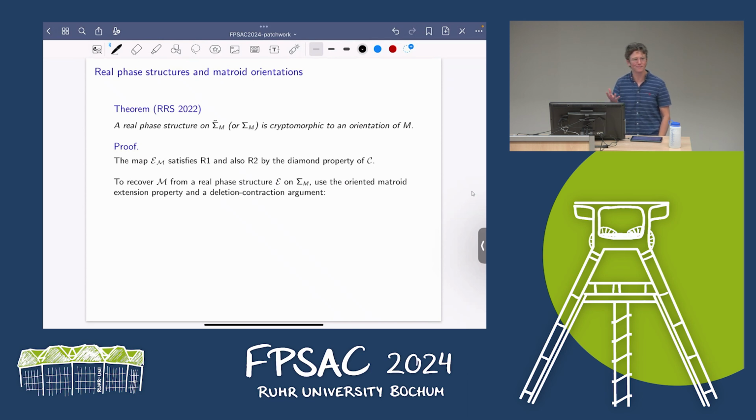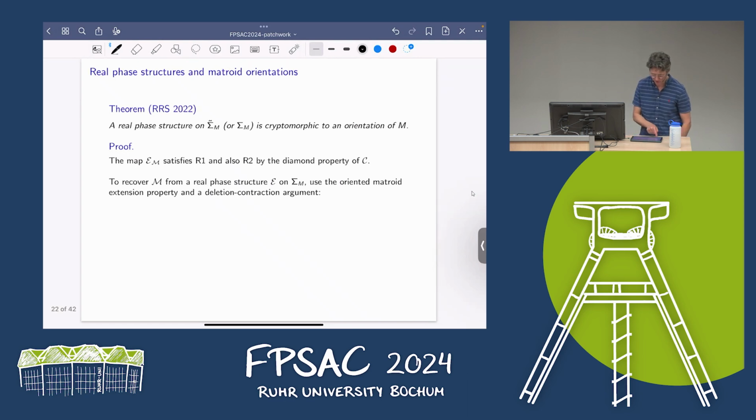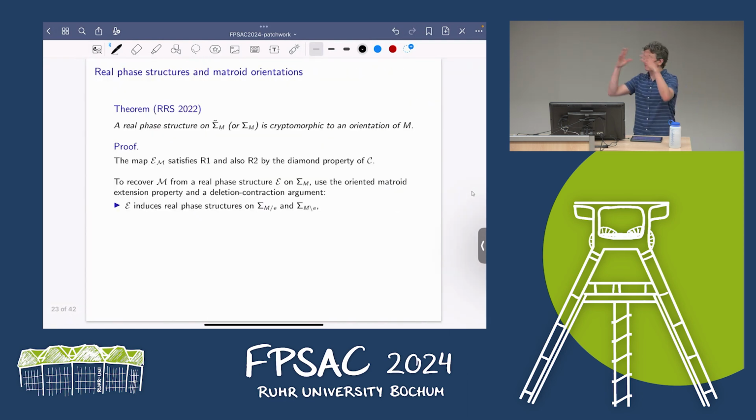So the argument that we give in our paper is very non-explicit, but uses a deletion contraction argument, and we also give a description of the signed co-circuits. But here's how you kind of do it. You notice that if you have the real phase structure, this map, then you can also get real phase structures on the deletion and the contraction. So think that this is just, you remove one hyperplane from your arrangement to get the deletion, or you restrict the arrangement to a hyperplane to get the contraction. Okay? And then you use a double induction argument, and you prove some base case, to say that now we get a correspondence, so we get orientations of these two matroids from those real phase structures.